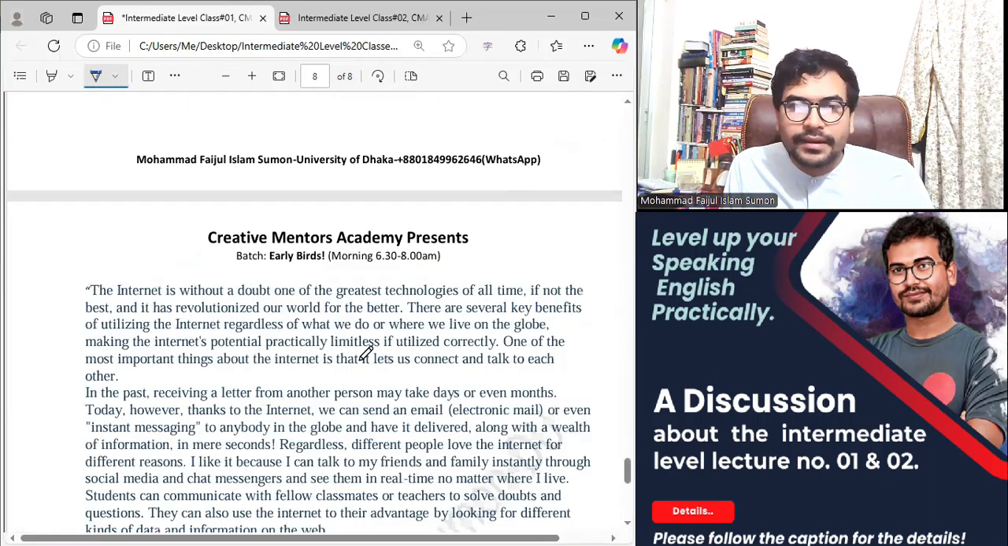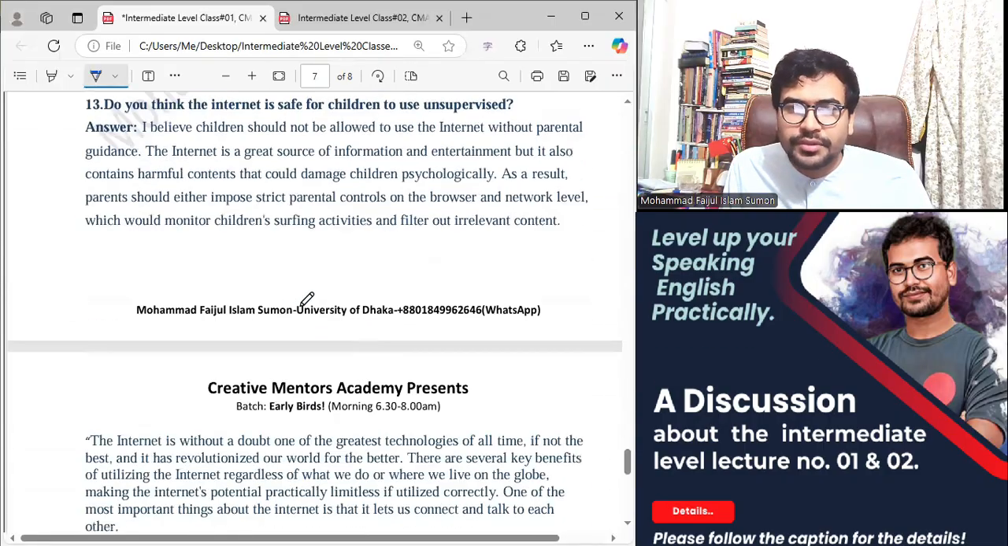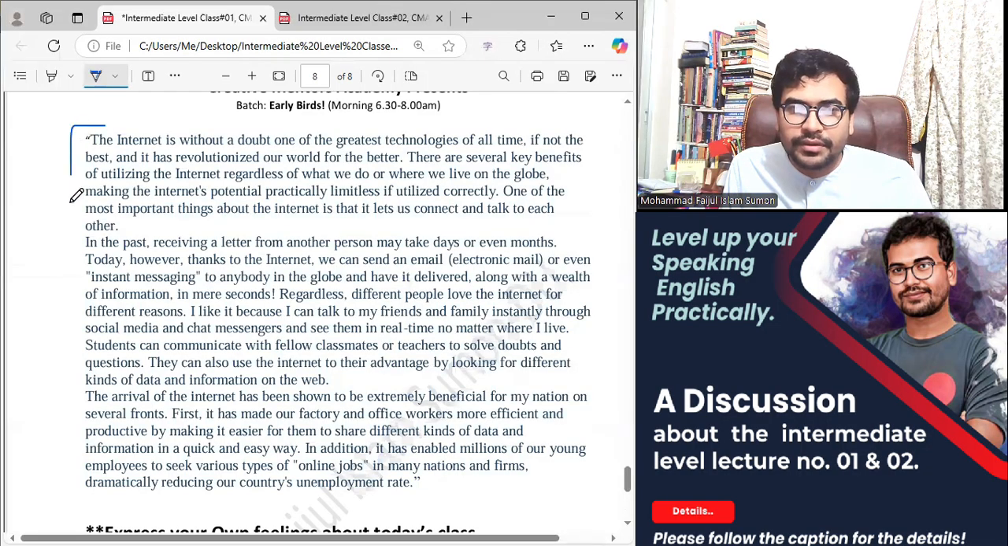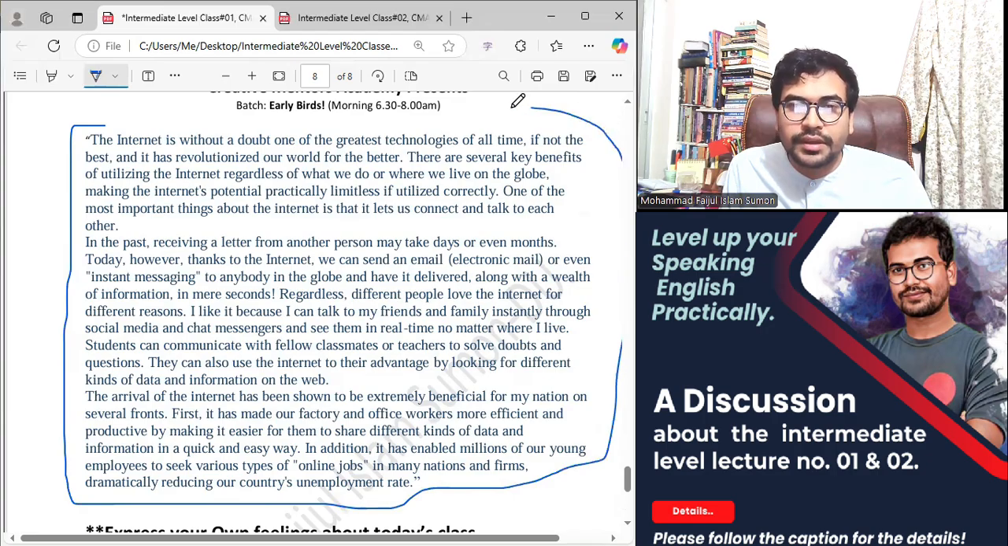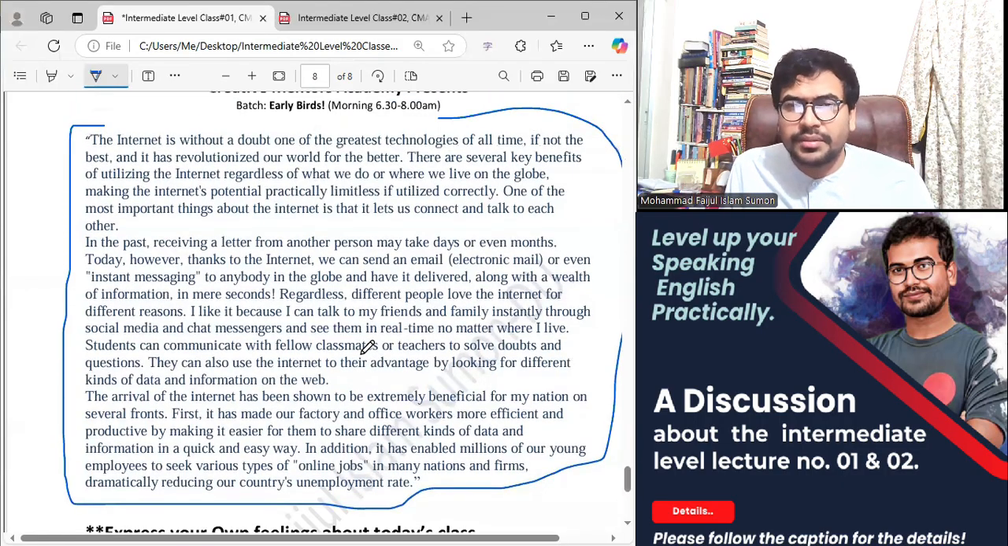And lastly, we have a summary. Actually, it's a topic about the internet. And here is a description about the internet, advantages and disadvantages. So you can make a total discussion about the internet. Also, we are from university, right? University students. So we can compare ourselves universally, internationally.